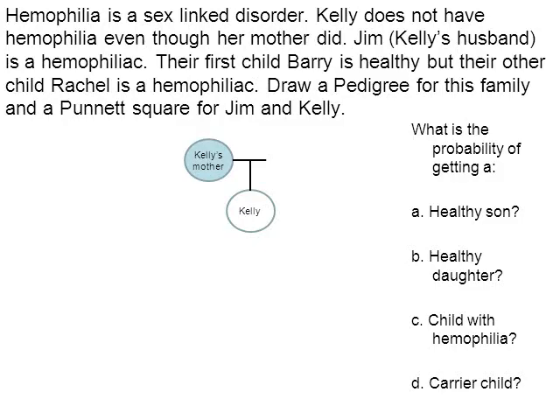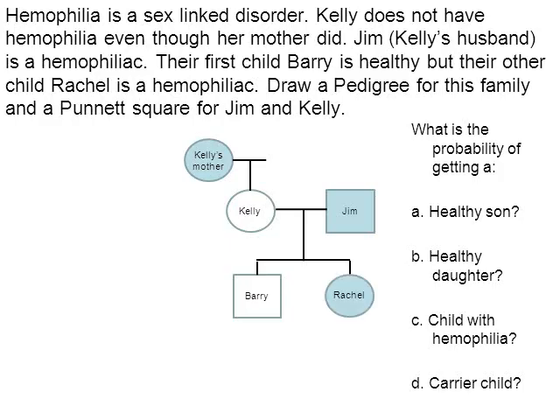Kelly is married to a man named Jim. So a square means a male, a circle means a female, so a square for Jim. But notice how I colored in Jim, because the story says that Jim is a hemophiliac. They have two children. Their first child, Barry. I think the name Barry implies a male's name, so there's a square for Barry. Notice Barry's square is not colored in because the story says their first child, Barry, is healthy. But the story also says they have a girl by the name of Rachel, a circle for Rachel, and notice I colored in Rachel because the story says Rachel is a hemophiliac.